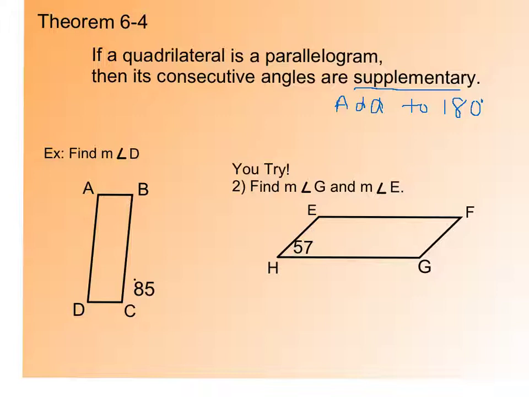Okay, so if I look at this first example, and I apologize, there should be an arrow going from 85 to angle C. So if I know angle C is 85 degrees, and I want to determine the measure of angle D, well, I'm just going to take 180 degrees and subtract 85. So I know that angle D, the measure of that angle, must be 95 degrees. And then I also have a you-try problem where I'd like you to find E and G, each of those measures.